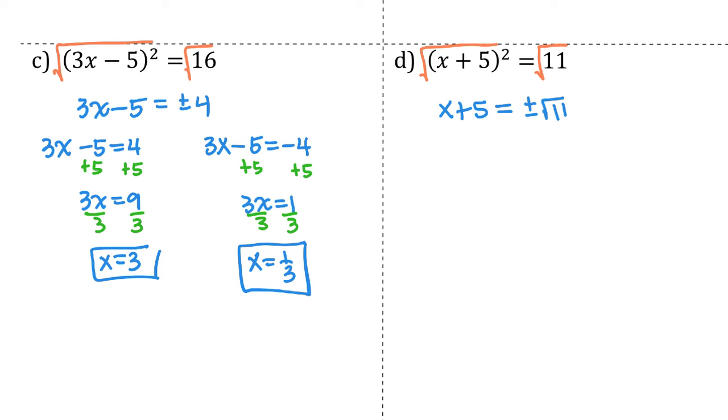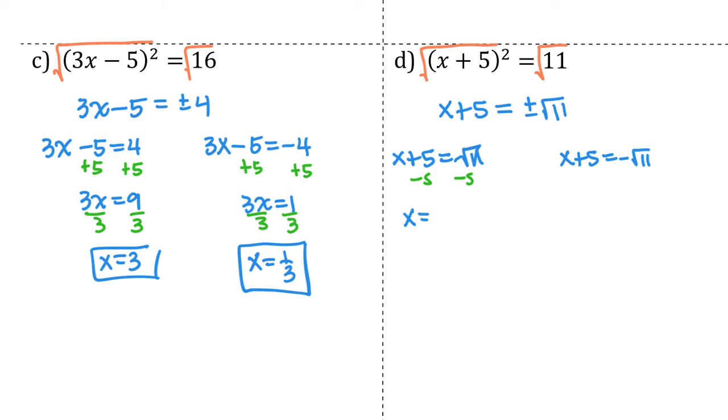Okay, now I'm going to split it up and say that x plus 5 could equal positive square root 11, and x plus 5 could equal negative square root 11. And I'm going to solve it both ways, and then I'll show you how you could do it without splitting it up. Okay, now when I minus 5, the problem is I can't actually do square root 11 minus 5 because they're not like terms.